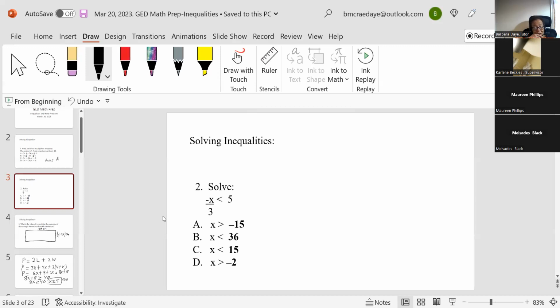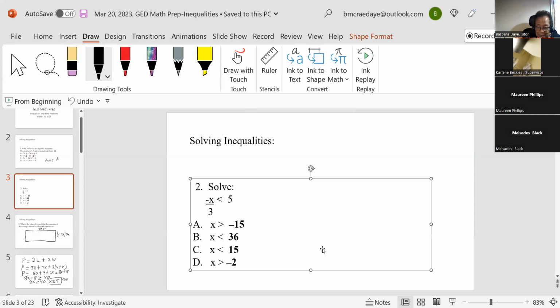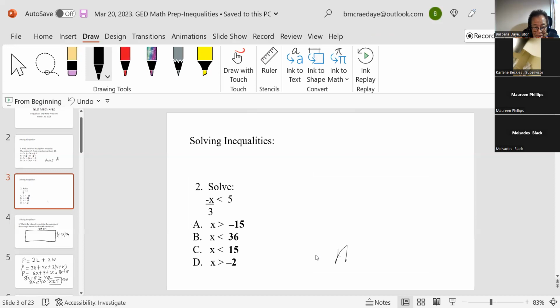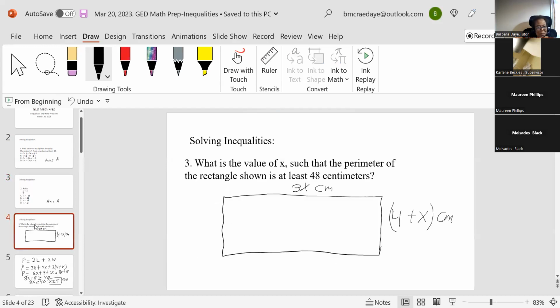Because you reverse, this is minus X less than 15. So X would be less than minus 15. You have to reverse it because you divided by the negative. So answer A. You had it right, Mercedes? Yes, she said A, I said A. Okay, very good, you got it right. You're doing good. You got 100 so far. Okay, number 3.